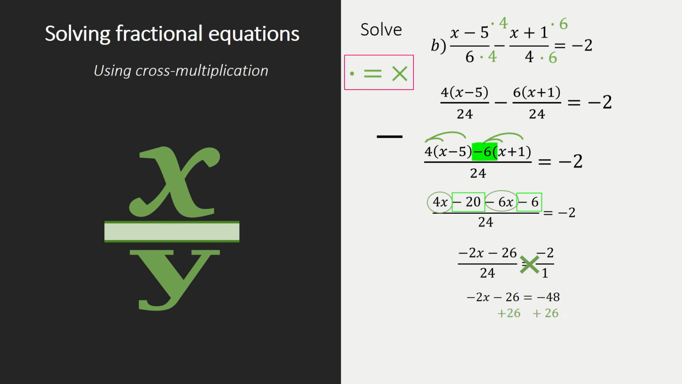And now you can solve this equation. You add 26 on both sides. So you get minus 2x equals minus 22. And you divide everything by minus 2 to get just x. So x equals 11. And please make sure that you remember that negative divided by negative equals a positive number.